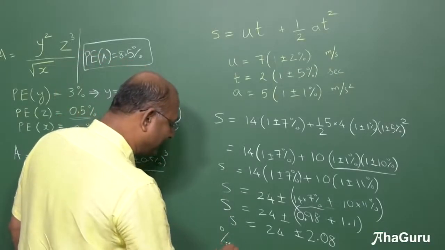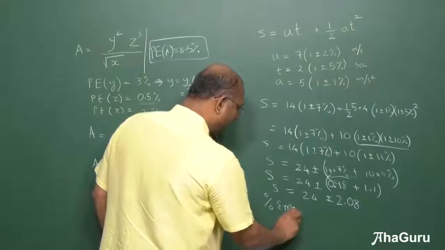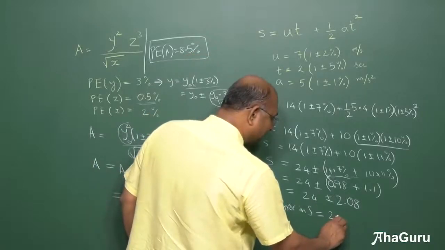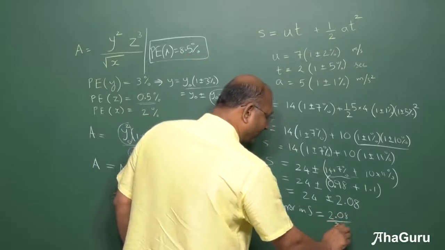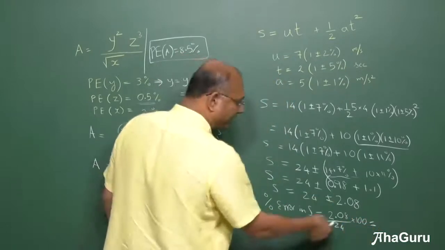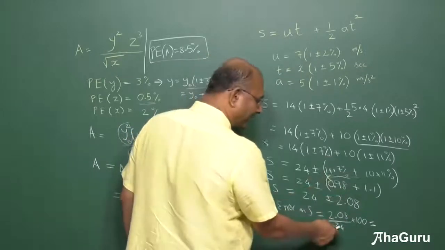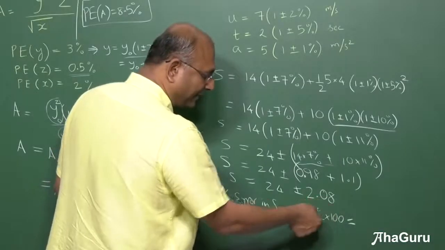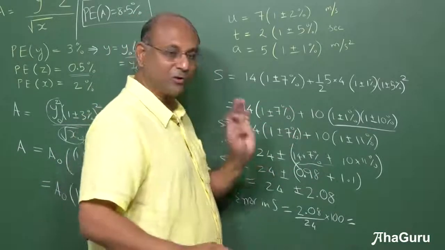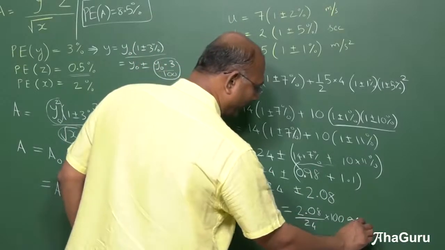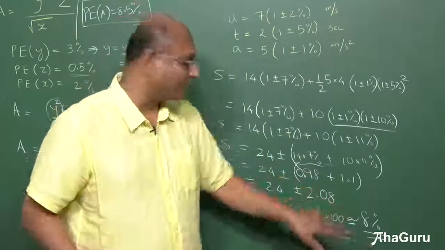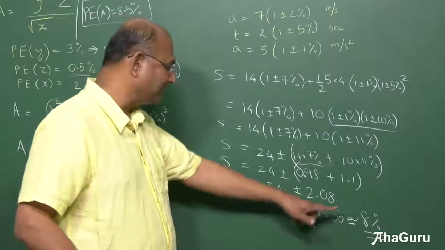So percentage error in S. What is it? It is 2.08 by 24 into 100. Okay, approximately you can think of this, I am not doing the exact calculation, you think of this almost as 100 divided by 25, think of it that way. 100 divided by 25 is how much? Almost 4. 4 times 2 is about 8. So approximately 8% error. I have not done an exact calculation, you can't write this, you have to actually do some calculations here. I am just telling you it is 8%.